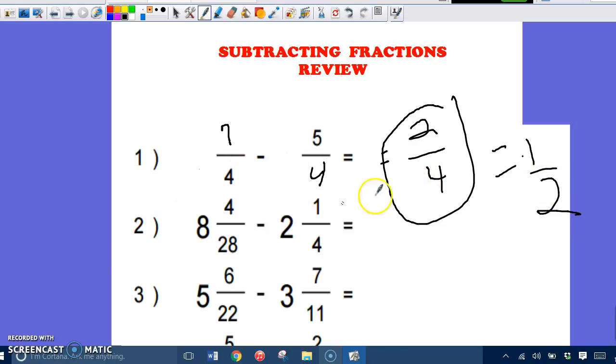So denominator stays the same. Do the subtracting or the adding. Remember the previous video was adding. So I have 7 minus 5, which is 2/4, reduced over to 1/2. Easy, basic for the fractions.